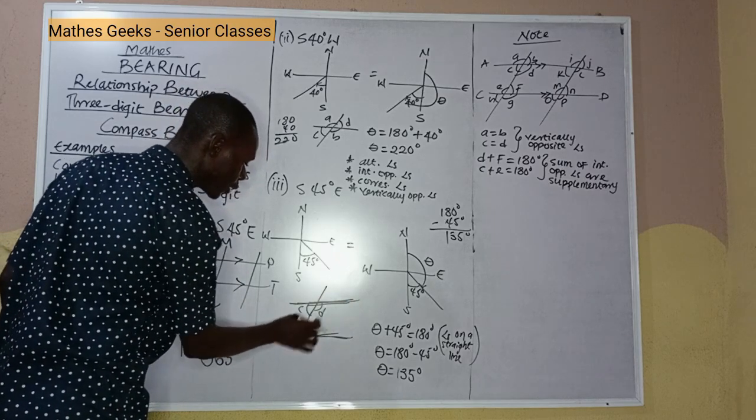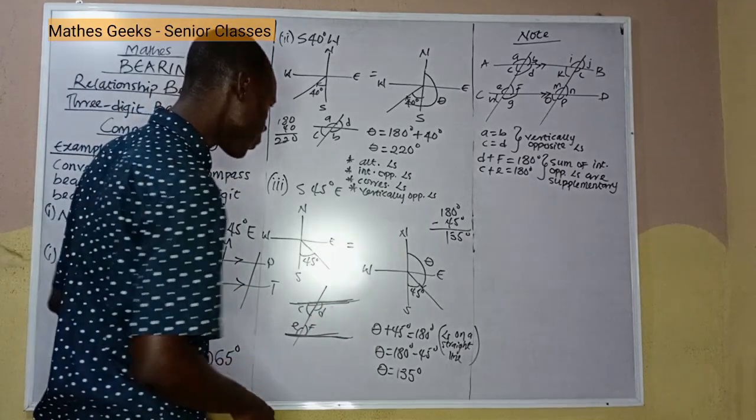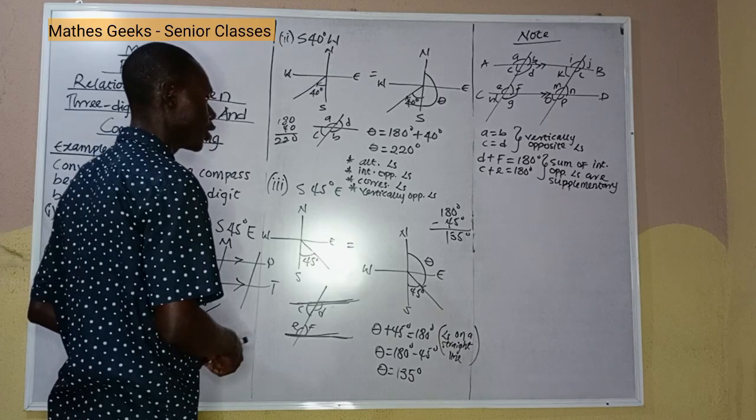So they are both opposite to each other, but they are inside the transversal. So we call them interior. All right. So the next one is corresponding angles.